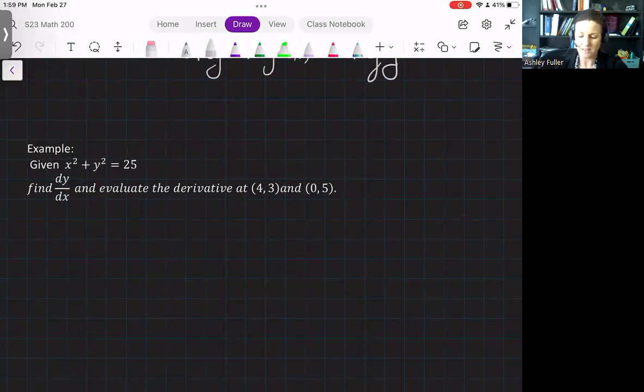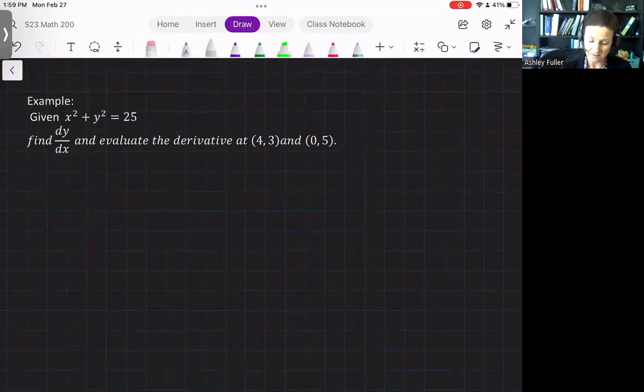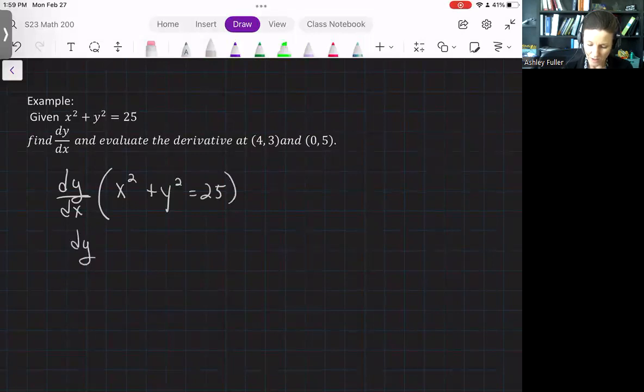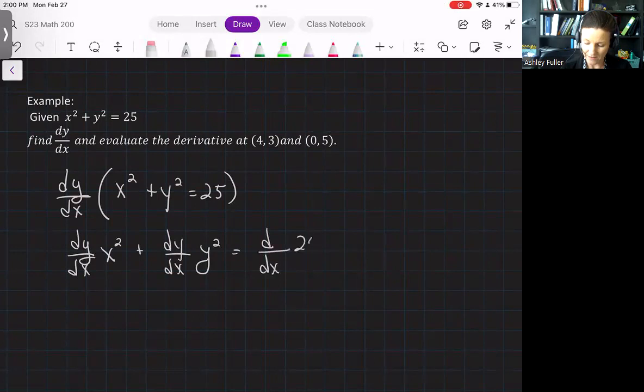just like we did with that expanded power rule or the chain rule. Let's apply it here in this example. If I want to find the derivative at a point, say of this function, that I cannot explicitly define, then to find the derivative dy over dx, I'm going to take the derivative with respect to x of the entire function. So of x squared plus y squared equals 25. I'll take d with respect to x of x squared plus d with respect to x of y squared, and then d with respect to x of 25.